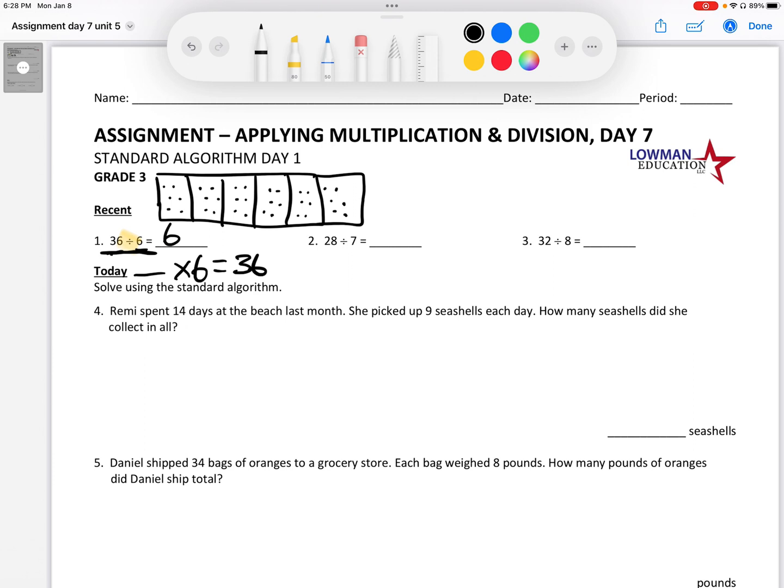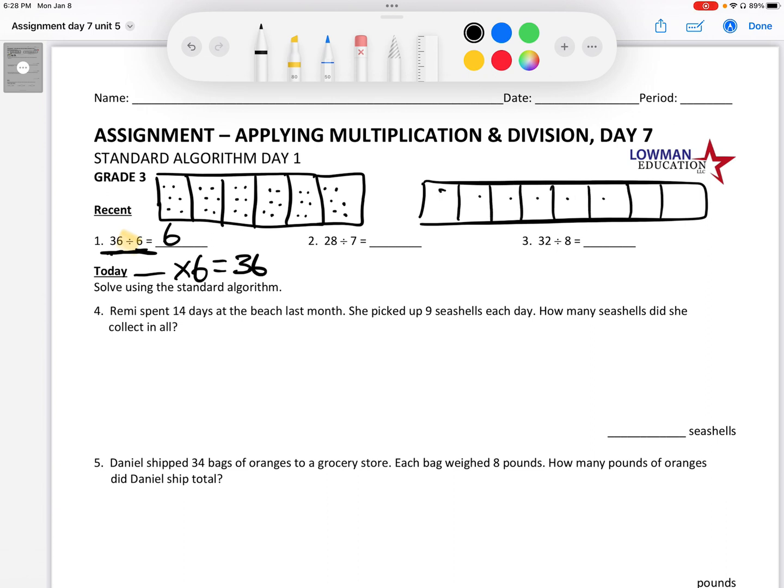32 divided by 8 equals something. So we can draw 8 groups. We just have to be careful and make sure we have all 8 of them there. We can go through and put our dots very cleanly and neatly.